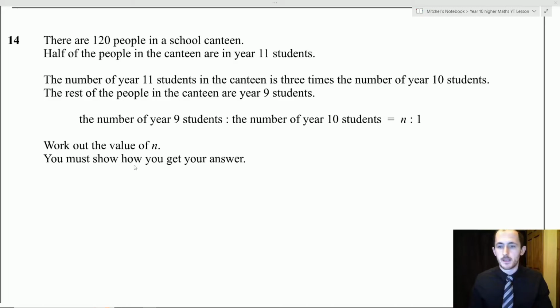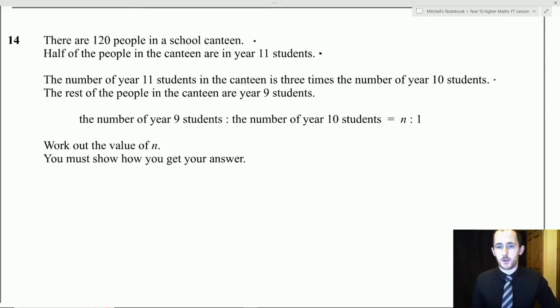Sorry about that. But yeah, let's go through this then. So 120 people in a school canteen. Okay. Half of the people are in year 11. The number of year 11 students is 3 times the number of year 10 students. The rest of the people are year 9. So work out the ratio of year 9 to year 10.